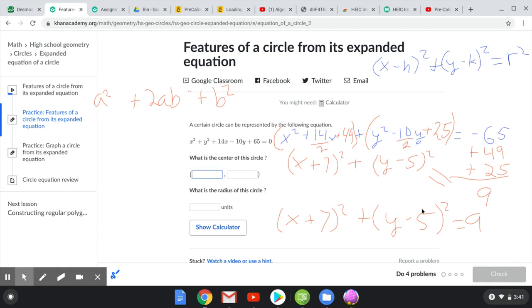So now that we have this form, now we can answer the question, and answering the question is easy, right? The center of the circle is now negative 7, 5. And the radius is going to be 3, right? Because remember again that this is the radius squared. So the radius is 3. And we did it, yay.